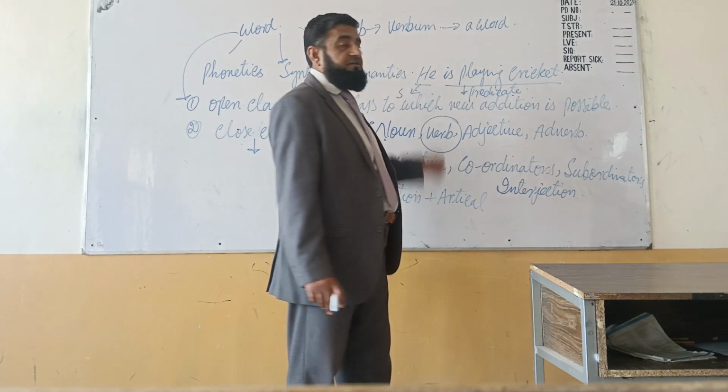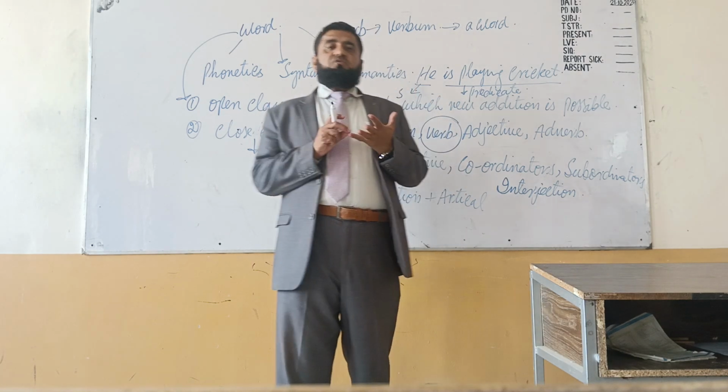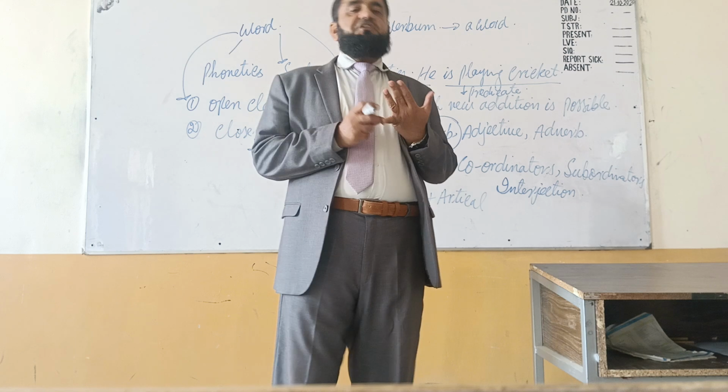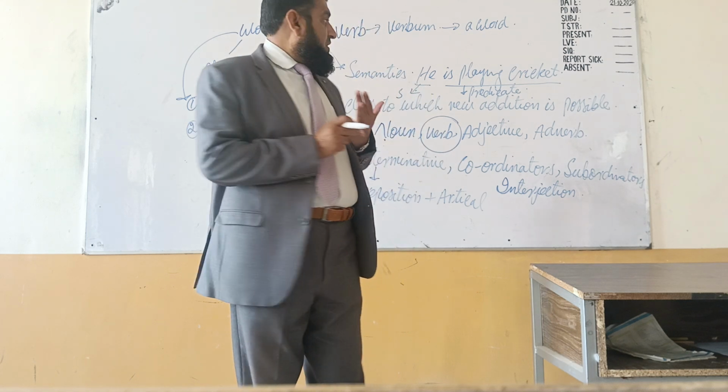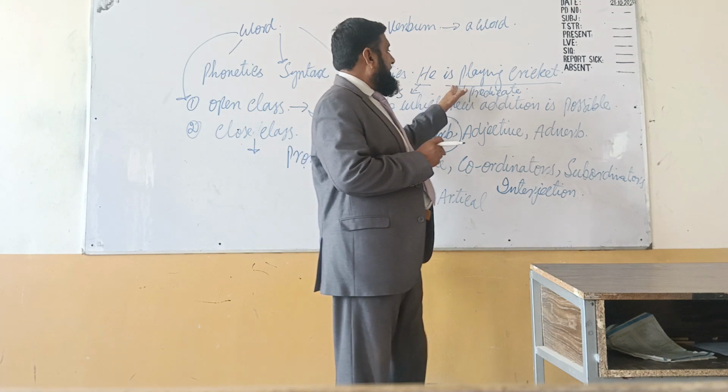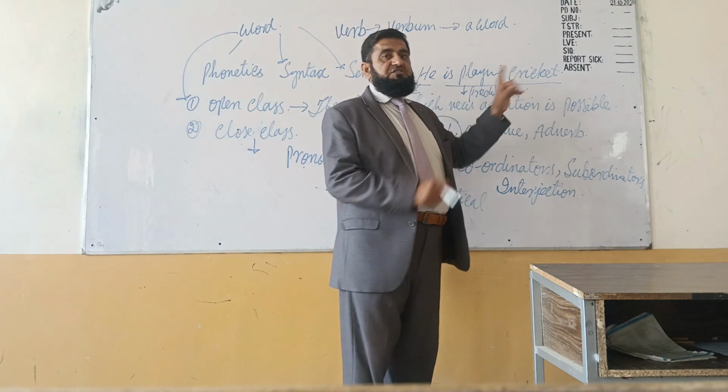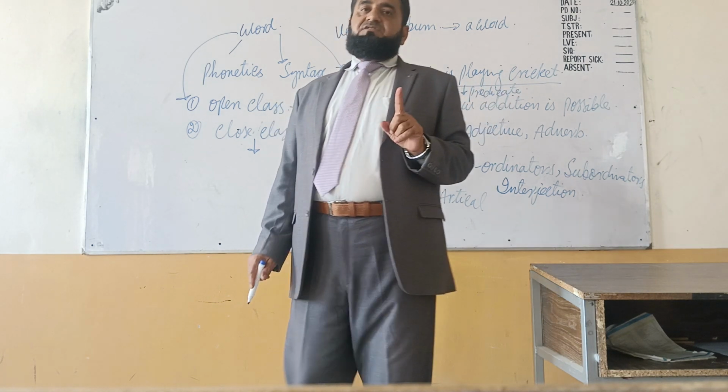So how will we define a verb? The definition of verb we can explain in three ways. Number one, verb will be in the predicate part. So first of all, the location of the verb in a sentence.